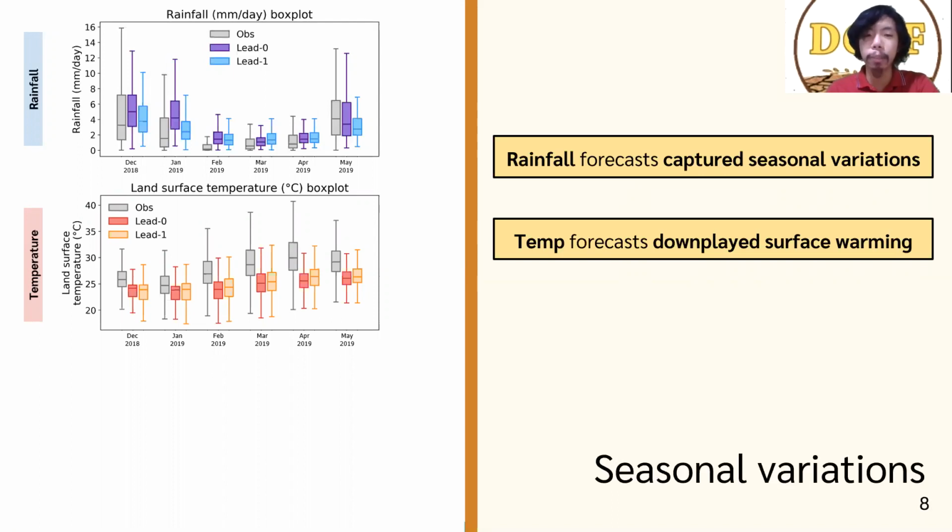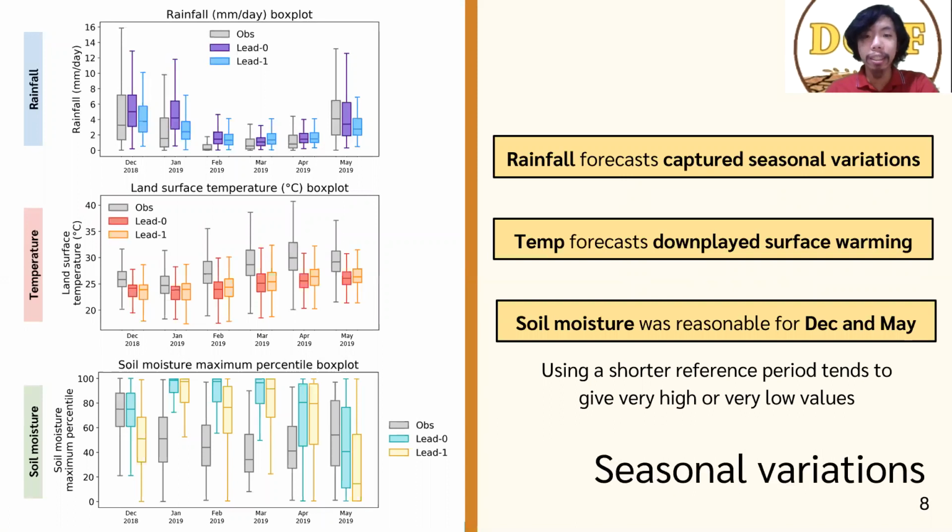increased slightly by March. The wettest conditions from the soil moisture values are only close to the observed during December and May for lead 0. The rest of the months have wetter soils. This may be due to the short 10-year reference period as compared to using the standard 30-year period for climatological studies. This leads to values that are either extremely high or extremely low.